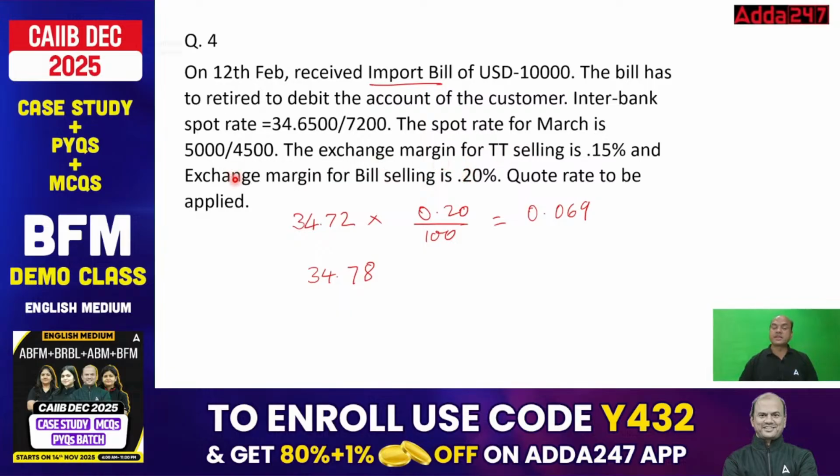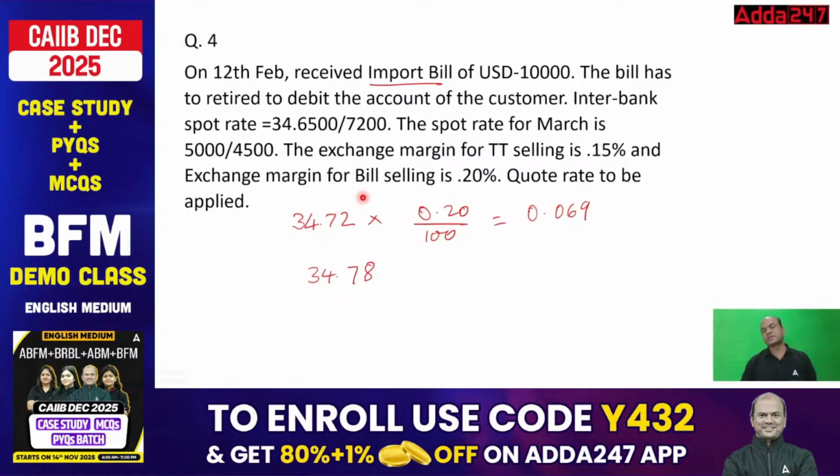What is the exchange margin given for bill selling? 0.2%. Bill buying is 0.15. So here what am I doing? Import. So selling. So 0.2 upon 100. So 0.069. So what will I do now? 0.069. Will I add or subtract? You tell me. Let's make it 0.07 round. So should I add this 0.07 or subtract it?